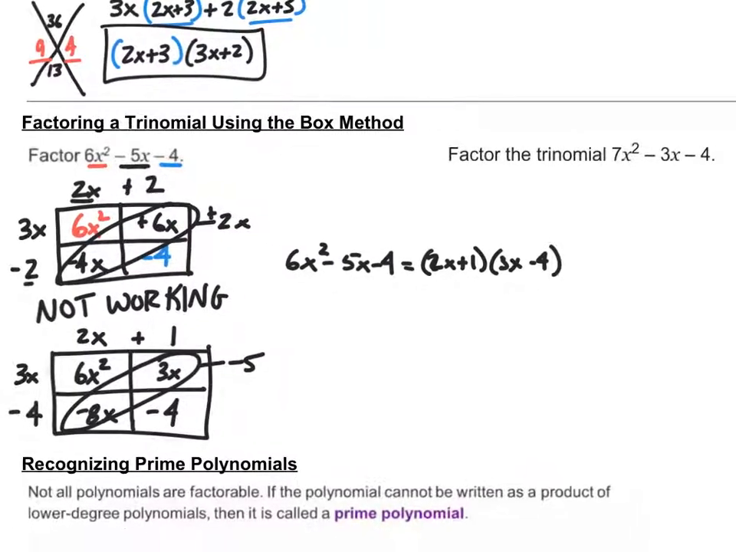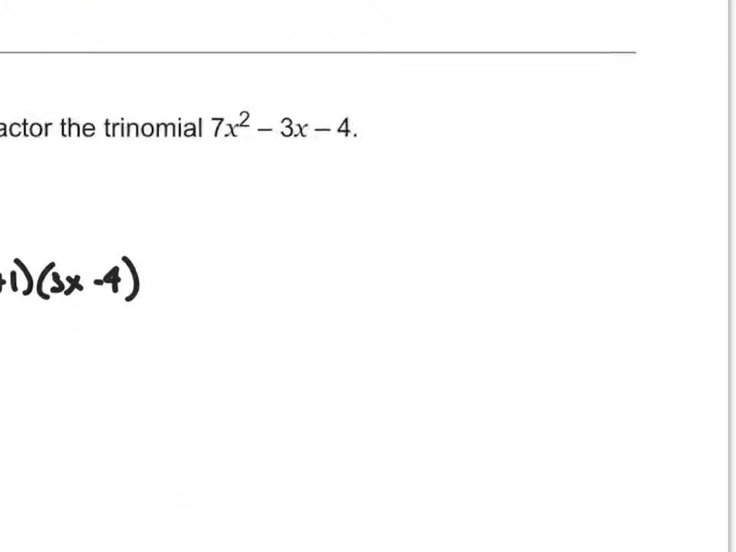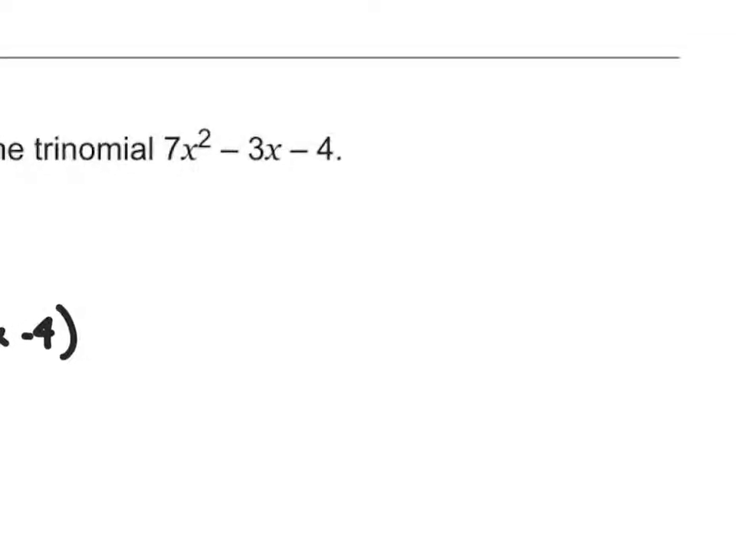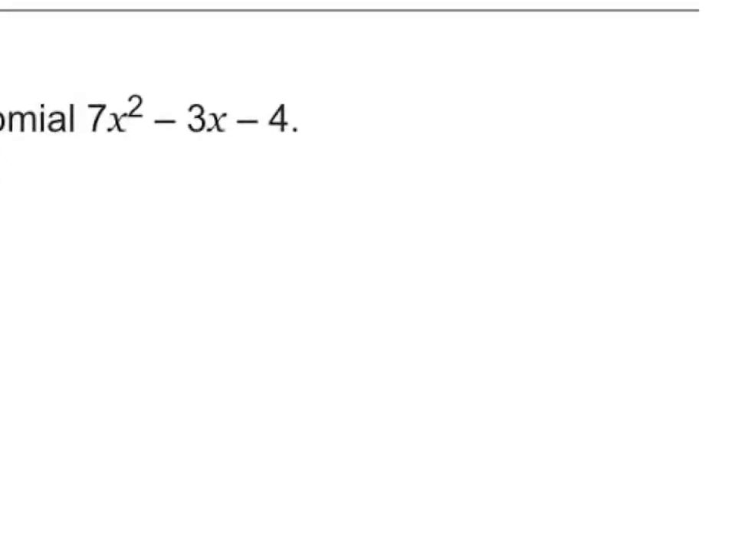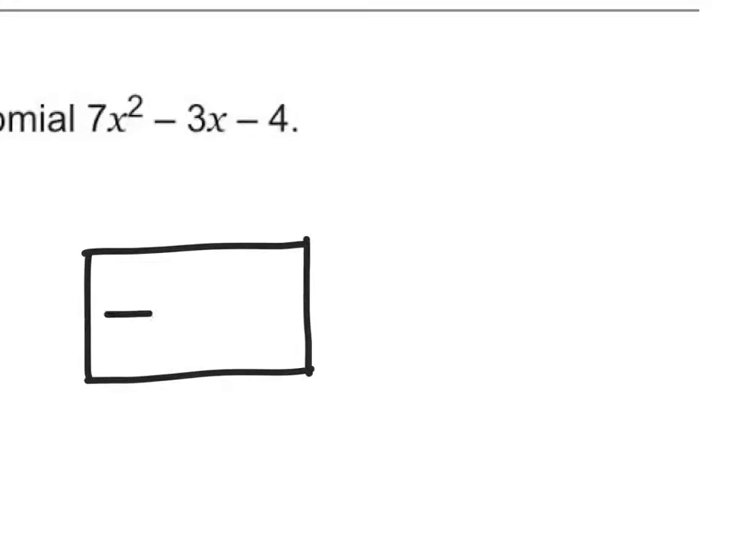So let's do it again. Let's just practice this, and let me zoom in here. We want to factor this trinomial. Let's go ahead and draw our little box. What I have here is 7x squared and then a negative 4.